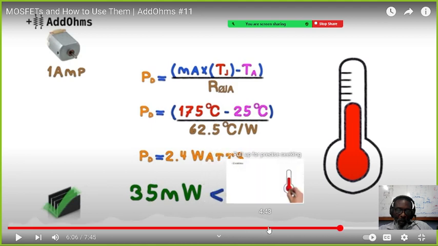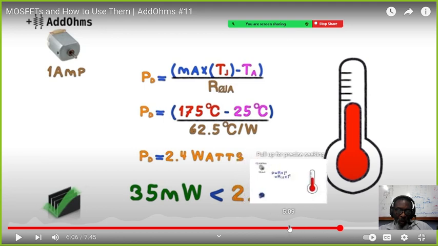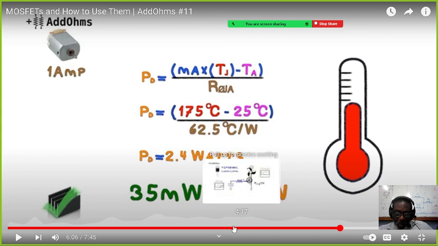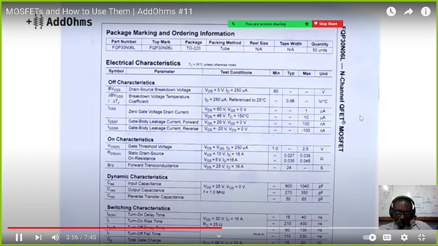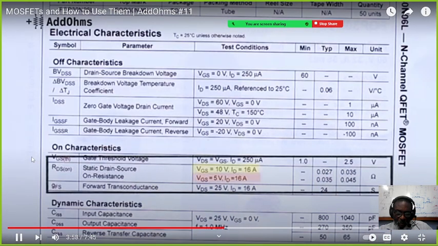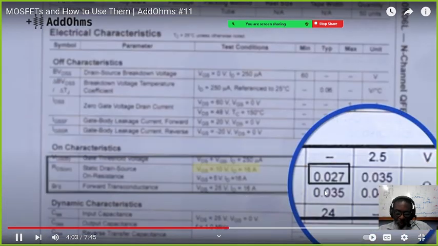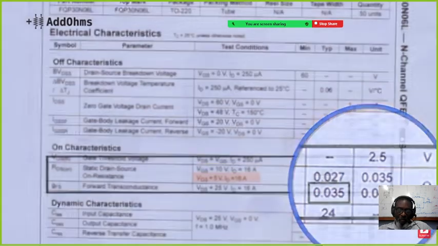All right, let me show you something different. The RDS on comes from the data sheet as well. From Fairchild, we can see that RDS is given for two different voltages from gate to source. At 10 volts, the on resistance is about 27 milliohms, while at 5 volts, the on resistance is only about 35 milliohms.